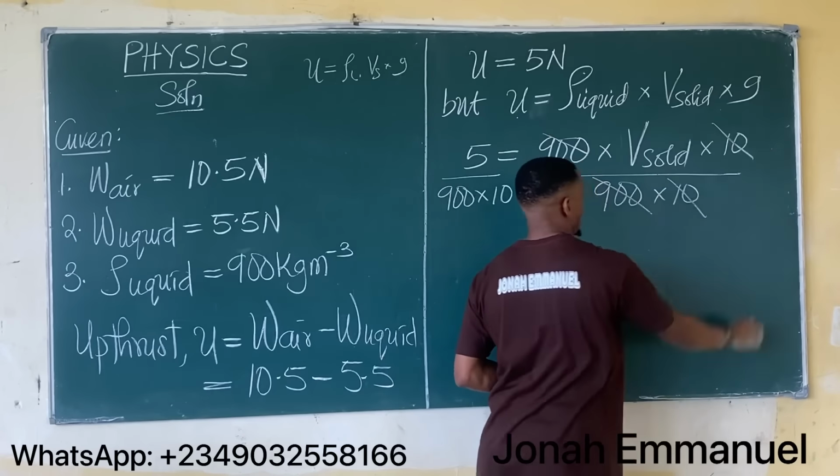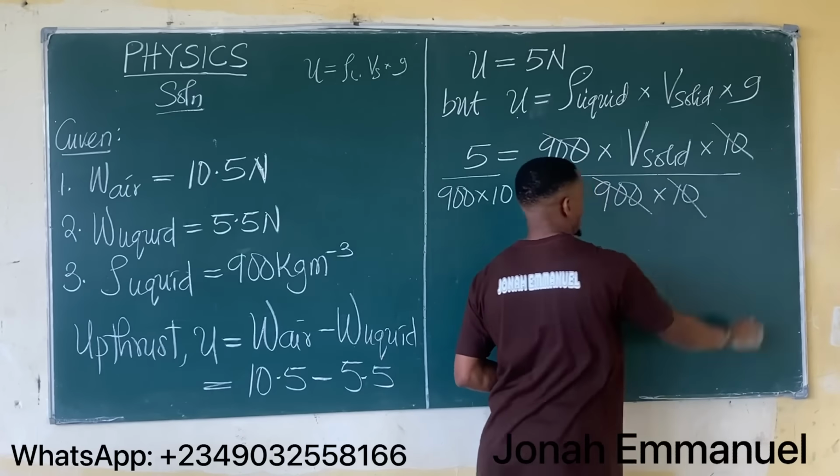that's about 5.56 times 10 to the power minus 4. Volume is in meter cube. So my answer is 5.56 times 10 to the power minus 4, and that's option D. So that's option D. Alright, so that's how you solve this question.